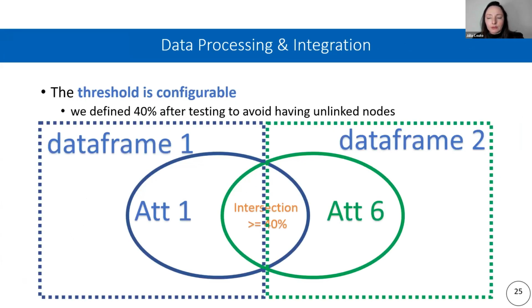Regarding the threshold, it represents the minimum size of the intersection between two attributes, so we can consider those attributes as candidates for data integration. The threshold is configurable, and in our case, we defined the value of 40% after testing in our data frames to avoid having unlinked nodes.